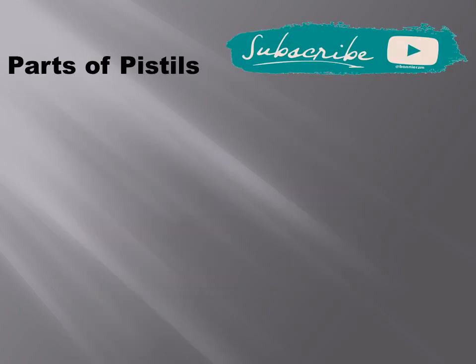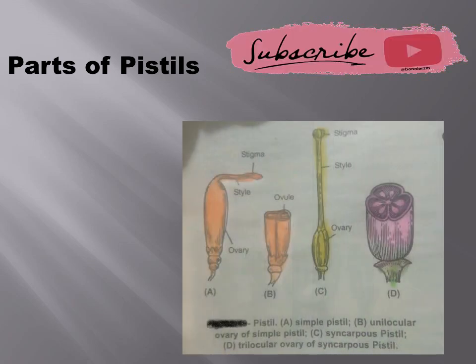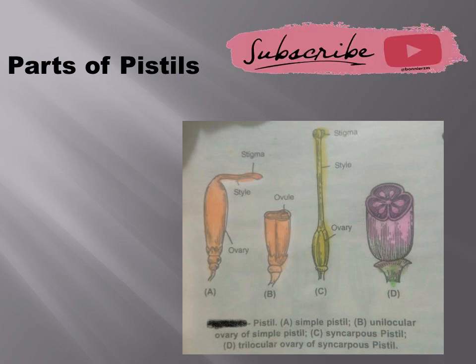The next is parts of pistils. A pistil consists of 3 parts. In the figure, part C, you can see the parts of the pistil: the stigma, style and ovary. These are the 3 parts of the pistil. Stigma is the uppermost part which receives the pollen grains. Style is the middle elongated stalk and ovary is the basal swollen part of the pistil.